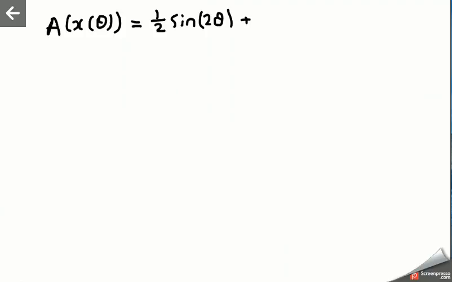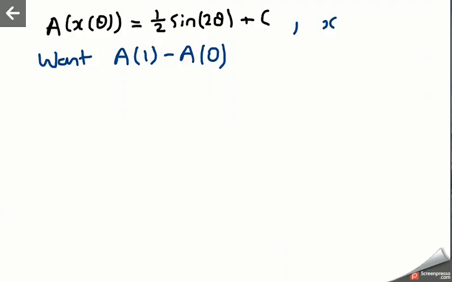Well, that's okay. That's nice and easy. Let me just write out where we are. So we got A of x of theta equals 1/2 of sine of 2 theta plus an arbitrary constant, which we're not really going to need. We want A of 1 minus A of 0. And of course, we know that x of theta is equal to tangent of theta. So basically, we want the values of theta that make tangent of theta equal 1.